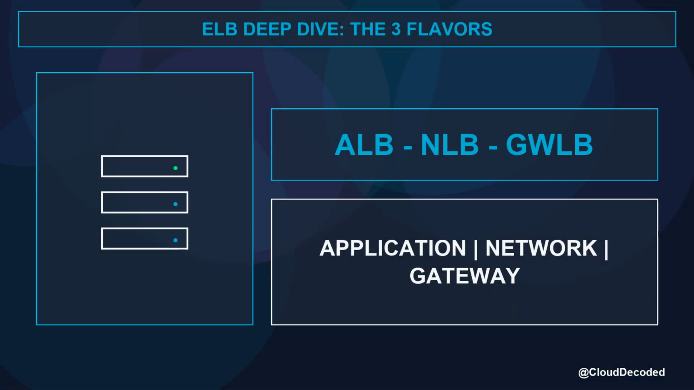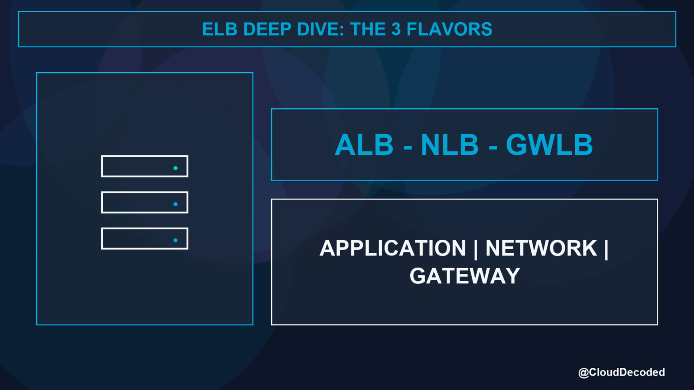AWS offers three main types of load balancers, each for a specific layer of the OSI model. First, the Application Load Balancer, or ALB, for HTTP traffic. Second, the Network Load Balancer, or NLB, for ultra-high performance TCP traffic. And third, the Gateway Load Balancer, or GWLB, for third-party security appliances.